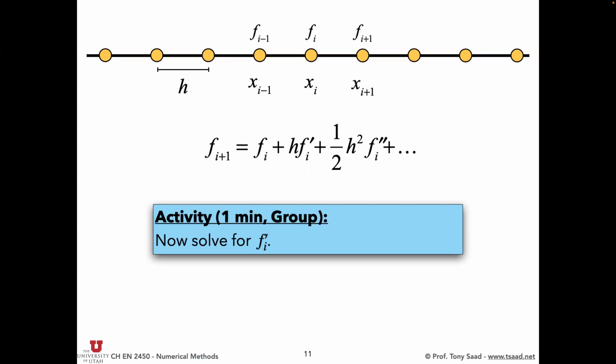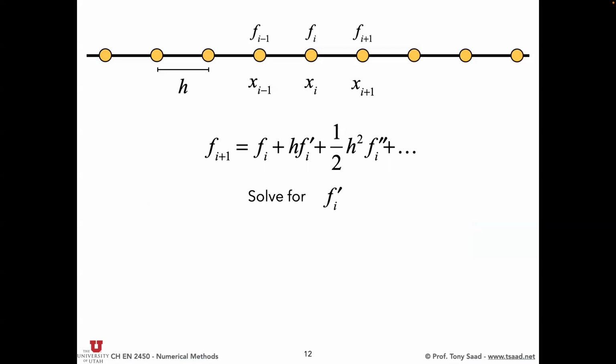So f prime i is equal. All divided by h. Yeah. f i plus 1 minus f i over h. And double prime. Okay.